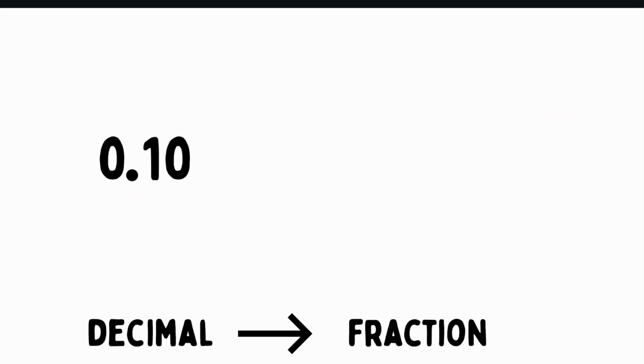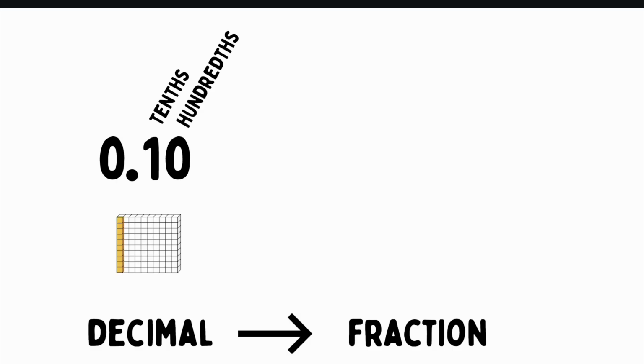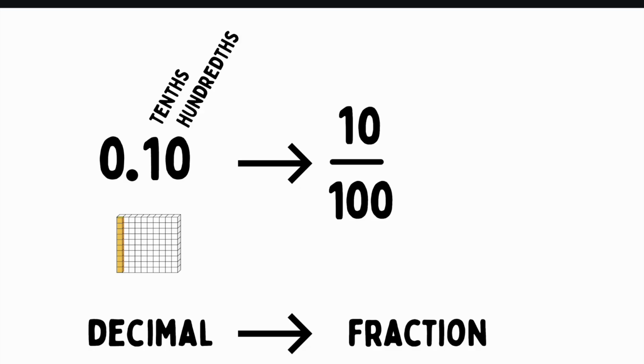0.10, or 10 hundredths. We notice that we have a 1 in the tenths place and a 0 in the hundredths place. Let's make a model. We have 1/10. Let's write that as a fraction. We have 10 out of 100 pieces. 10 over 100. We notice that we can simplify 10 over 100 by dividing the numerator by 10 and the denominator by 10. 10 divided by 10 is 1, and 100 divided by 10 is 10.